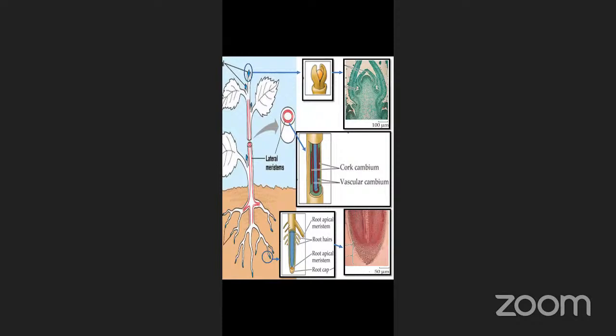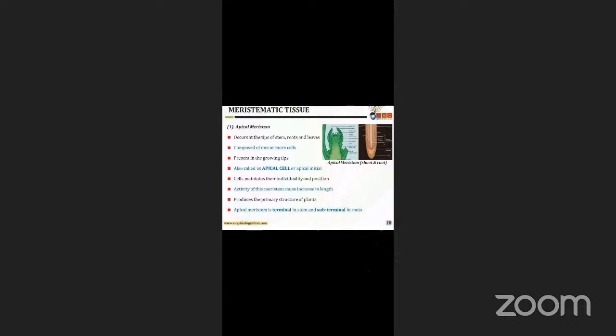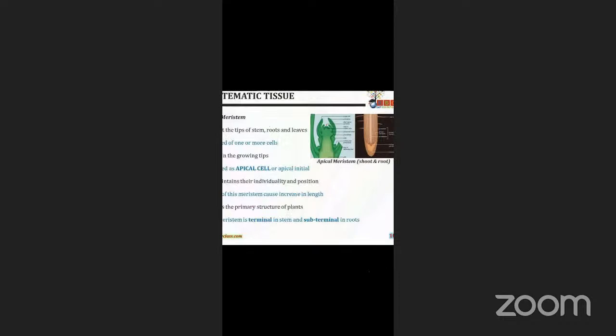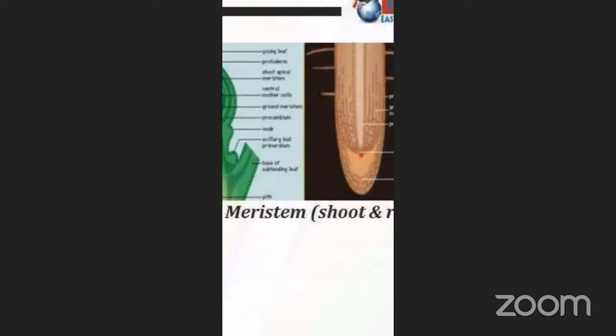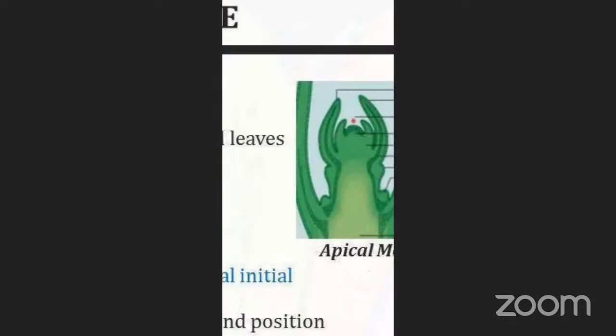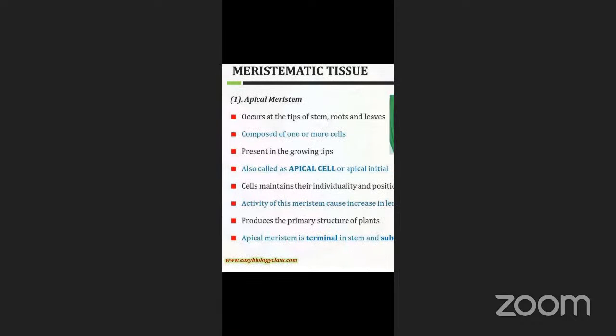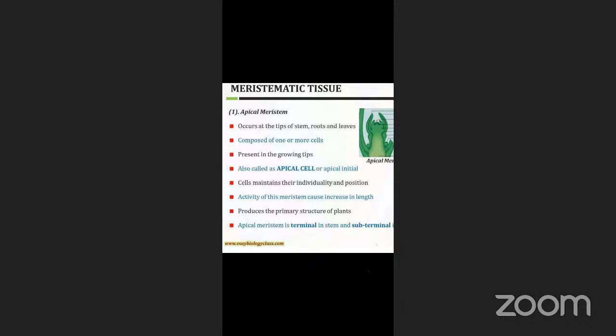Next, meristematic tissue, first apical meristem. See here, a clear picture is there. On the upper side is the apical meristem of the shoot, on the lower side the root tip. It occurs at the tip of stem, root and leaves also, composed of one or more cells. Generally it is located at growth tips, that is root tip and shoot tip. Already we have discussed. It is also called apical cell and apical initials.